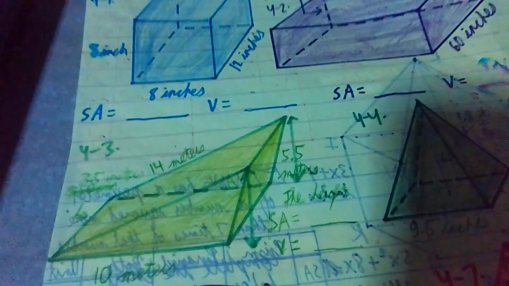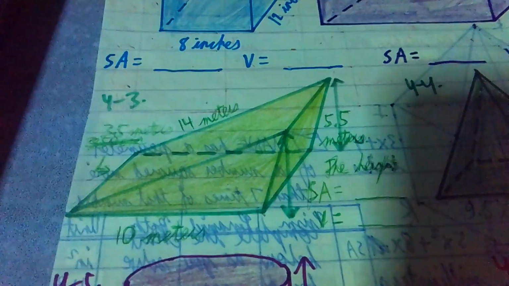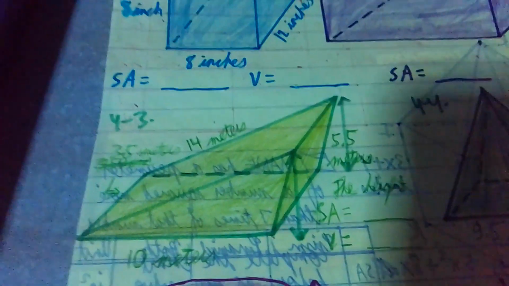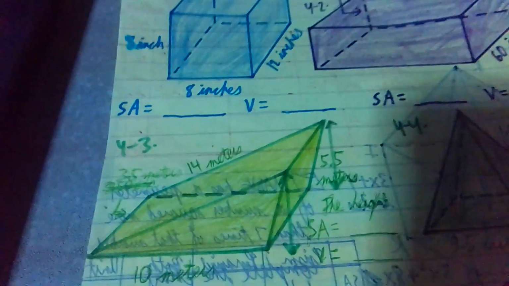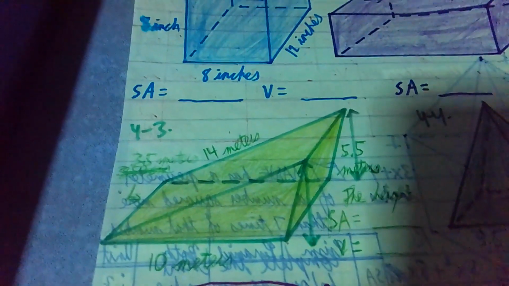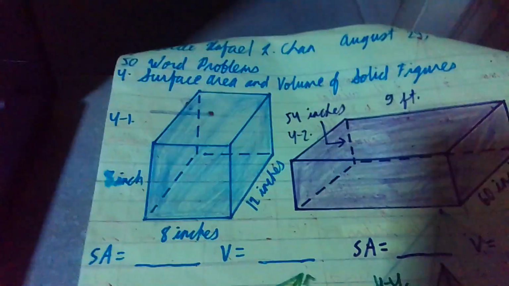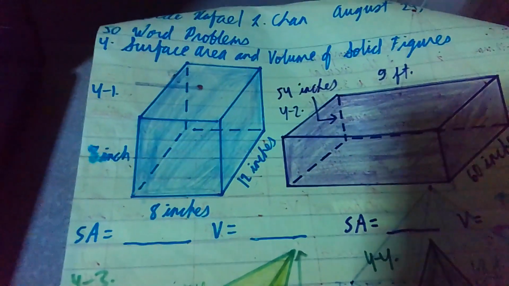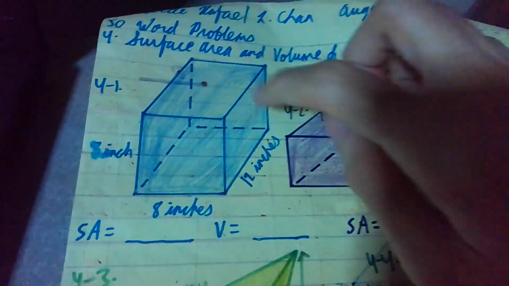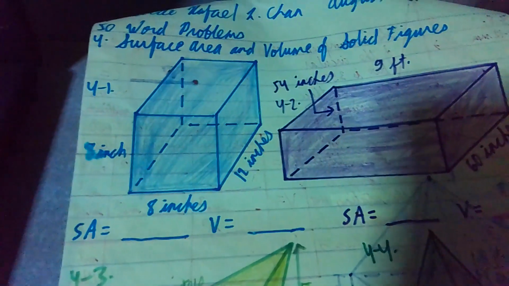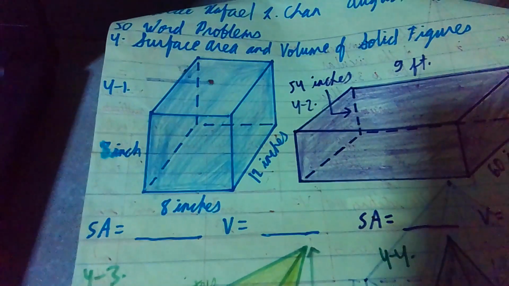Oh, by the way, before that, in a triangular prism, how many faces do we expect to have? 5. Why 5? Do you remember the formula? If you want to know the number of faces in a prism, it's the number of sides of the polygon plus 2. That's why dagdag dalawa, because there are 2 congruent bases. Since a quadrilateral has 4 sides, it has 6 faces.